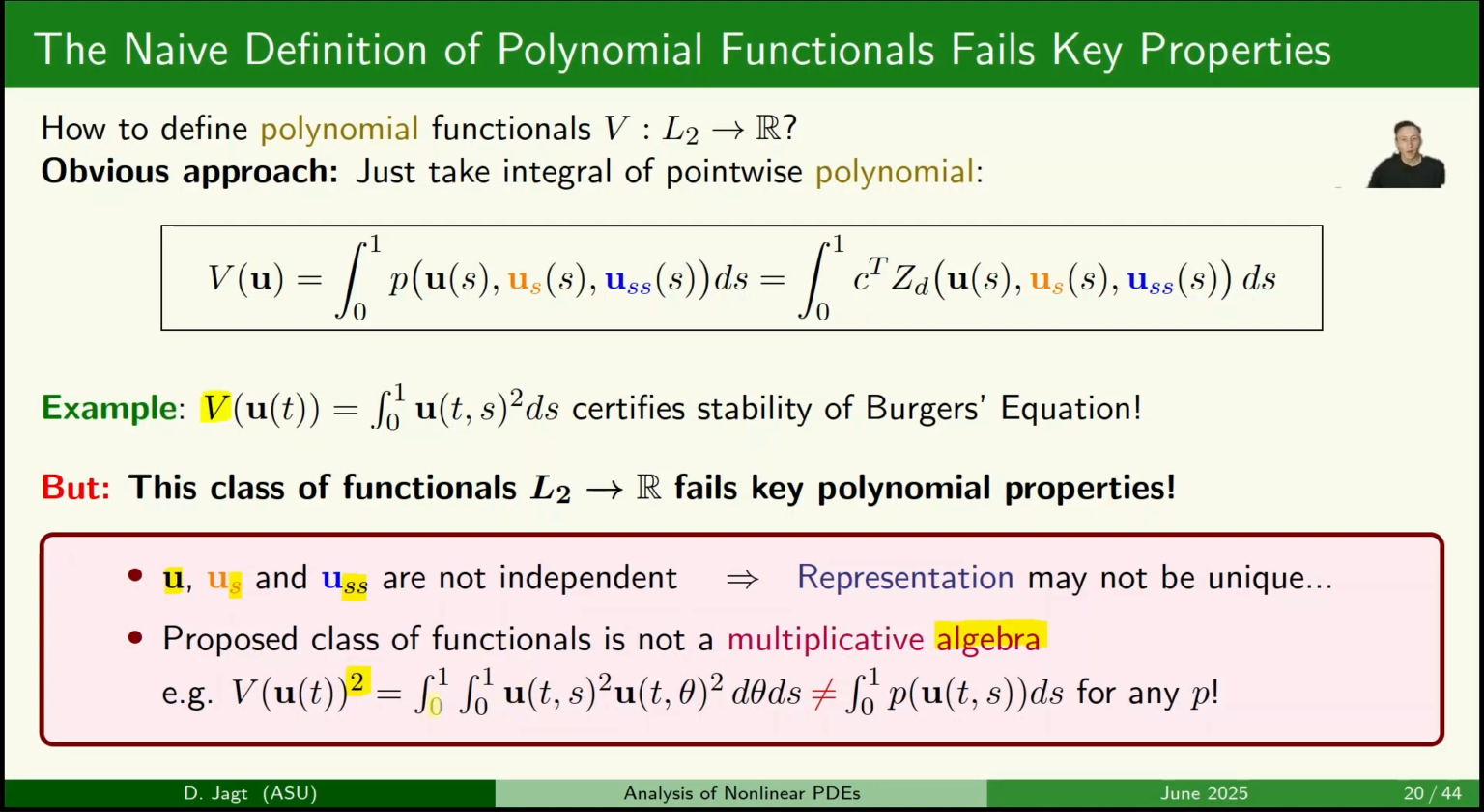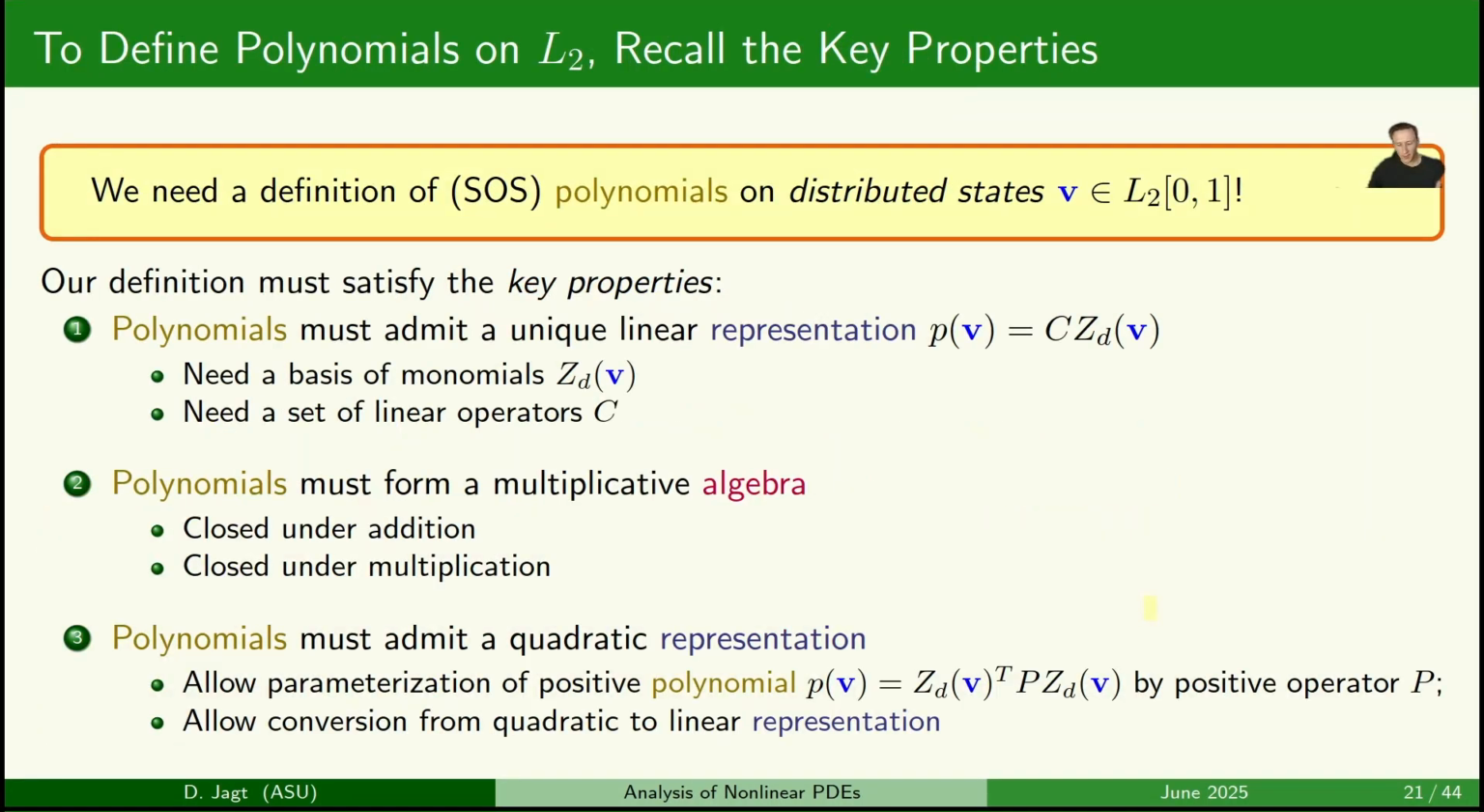So for example, if we take the product of this functional v with itself, so if we take the square of this function, then the result will be expressed as a double integral on these variables s and theta. And there is no way that we can express that as just a single integral of some pointwise polynomial combination of the state u or its derivatives. So this class of functionals we define here is not closed under multiplication operations, which will be problematic if we try to implement this numerically. So this is not the right way to define polynomials in an infinite dimensional setting.